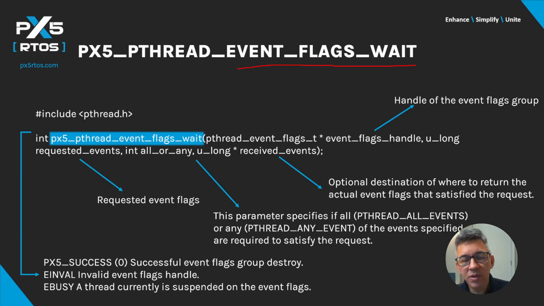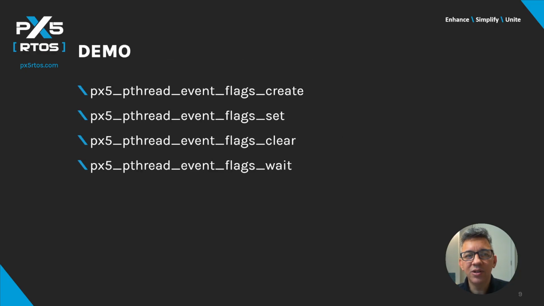And we can use this API to get the thread waiting for specific event flags. To do that, we're going to use this API and then pass the handle of the event flags group and the requested event flags. Then we're going to be using this parameter here to say if all events or any of the events should be satisfied so that this thread might wake up again. And then an optional parameter here that is the destination of where to return the actual event flags that satisfied the request. Let's take a look at this sample.